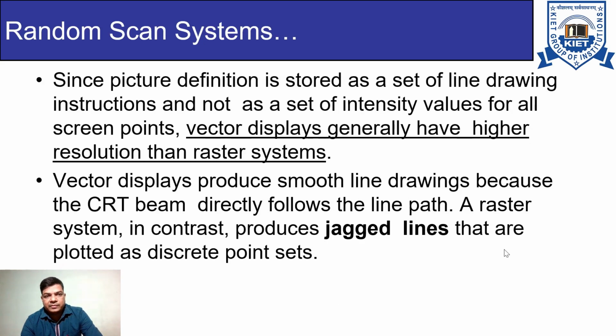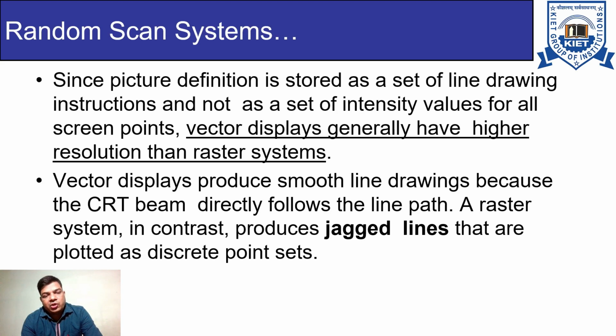Now since picture definition is stored as a set of line drawing instructions and not as a set of intensity values for all screen points, vector displays generally have higher resolution than raster systems. So these systems have high resolution in comparison to raster scan systems.